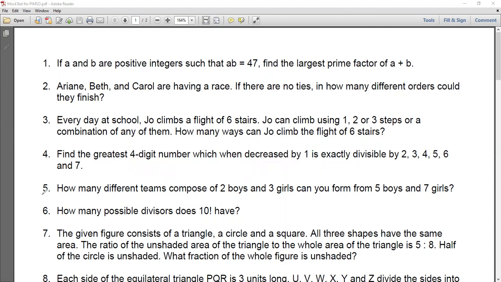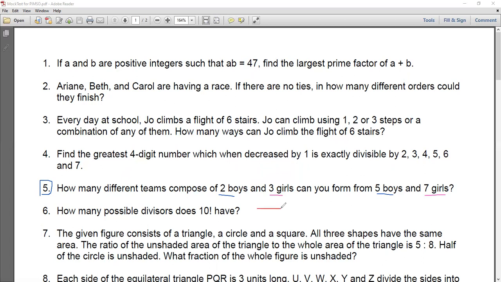Number 5 is the same as the item that I discussed in number, I'm not sure if that is 28 or 27. So how to do this one? From 5 boys, we're going to select 2 boys. And then from 7 girls, we will select 3 girls. So we will use the formula for combination here. So in this case, boys muna.